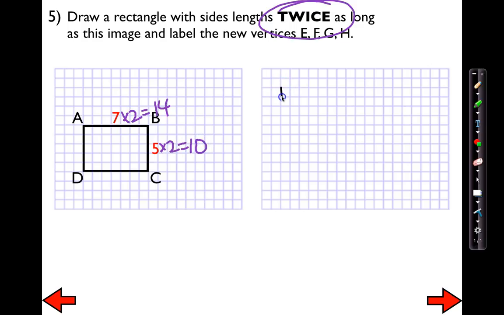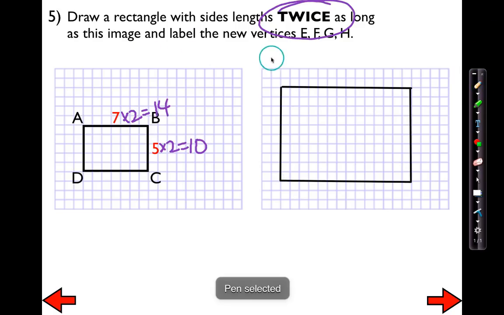So I'm going to go ahead and do that. 1, 2, 3, 4, 5, 6, 7, 8, 9, 10. And the length now is going to be 14. So 1, 2, 3, 4, 5, 6, 7, 8, 9, 10, 11, 12, 13, 14. So now that I have that, that would be our new shape. And I would go ahead and label it E, F, G, and H. And I can prove it to you because this here is 14 and this is 10.